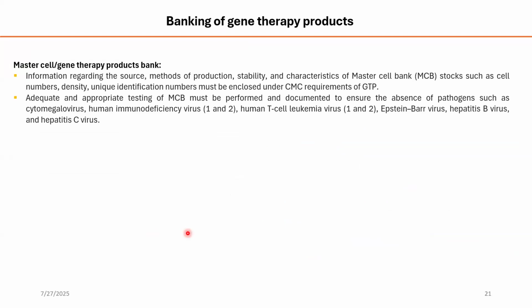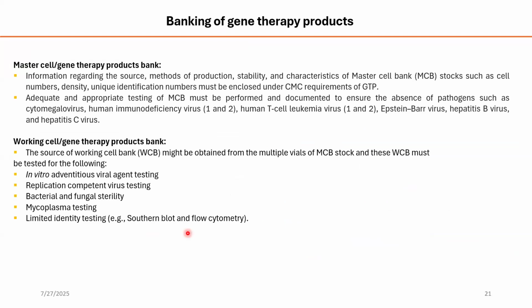So in the case of stem cell therapy, they also need details on the master cell bank and the working cell bank. The master cell bank is where you provide the information on what kind of cells are taken, the source, what kind of methods are used for the production, the stability, the characterization of the stocks that are being used, like the cell number, what is the density of the cells that is used, and you have to provide the unique identification number, which are all enclosed in the CMC requirement of the gene therapy product.